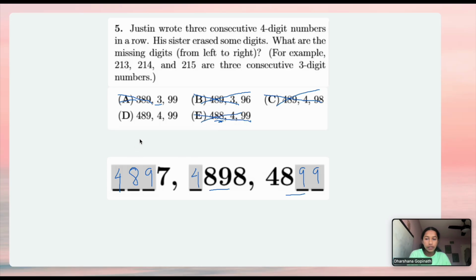So let's just check. 489, 4, and 99. And the only answer choice that has those is D. So the answer to number 5 is option D.